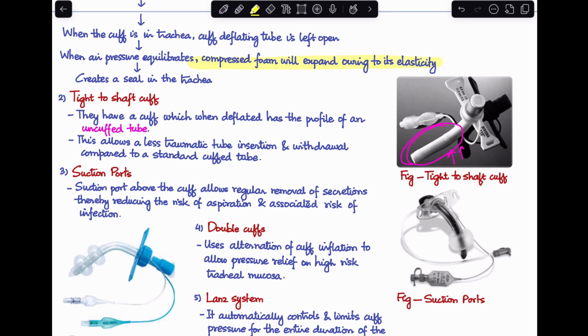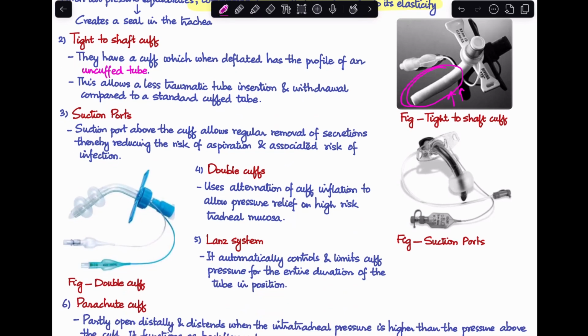The third specialization is having a suction port. If you look here in the image, you can see that this is a suction port attached. The suction port above the cuff allows regular removal of secretions, thereby reducing the risk of aspiration and associated risk of infection. So, that's about a suction port which will help you in reducing the aspiration risk.